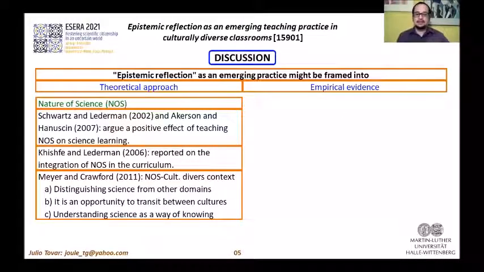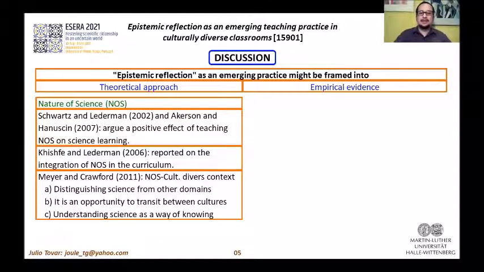And other researchers argue the contribution of the nature of science to culturally diverse contexts. Because with this approach, students are able to distinguish between science and other epistemological domains, because it is an opportunity to transit between cultures, and because students are able to understand science as a way of knowing. In my study, the teachers with students addressed explicitly the domain of every epistemology, identifying different and common elements between them, and about when to use each element according to every context.